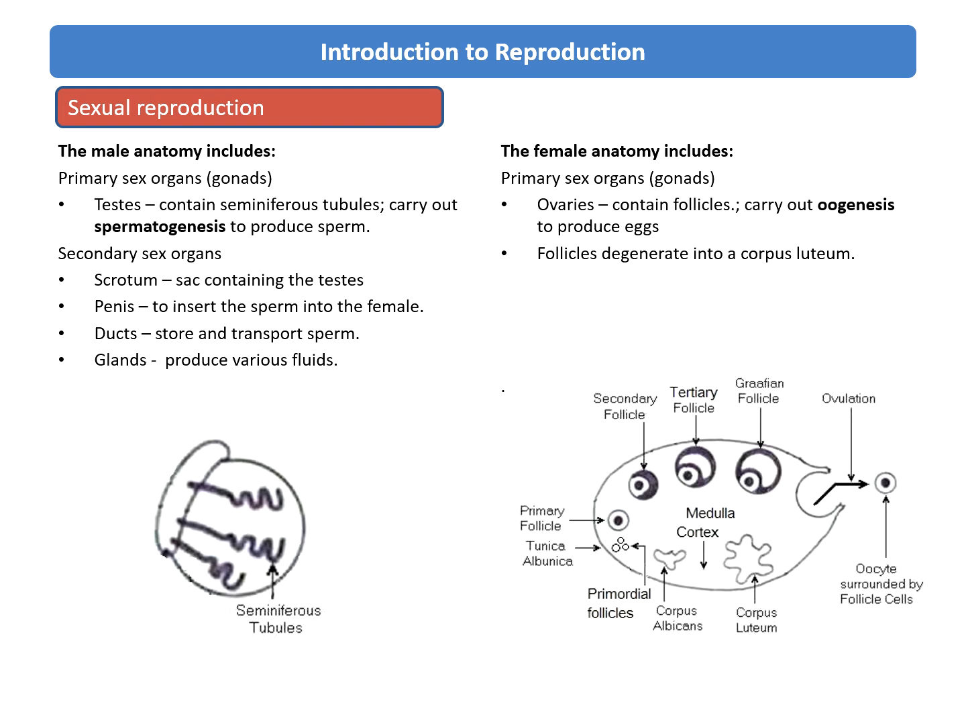In the female, she has primary sex organs, gonads, the ovaries. The ovaries contain sac-like structures called follicles, and they carry out a process called oogenesis, the production of eggs. The follicles degenerate into a structure called a corpus luteum. We'll have more to say about this. The female contains secondary sex organs like the uterine or fallopian tubes, the uterus, and the vagina.